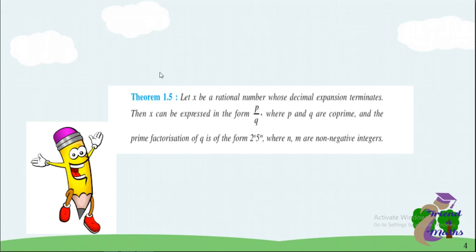So the first theorem is: let x be a rational number whose decimal expansion terminates. Then this x can be expressed in the form p by q, where p and q are co-prime, and the prime factorization of this q is of the form 2 raised to n into 5 raised to m, where n and m are some non-negative integers.